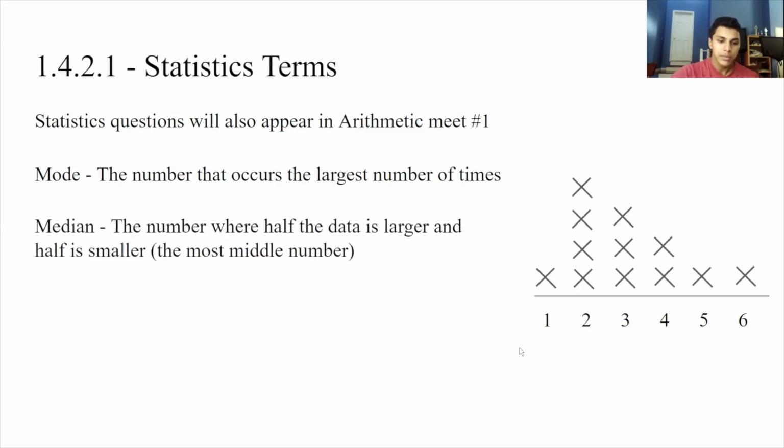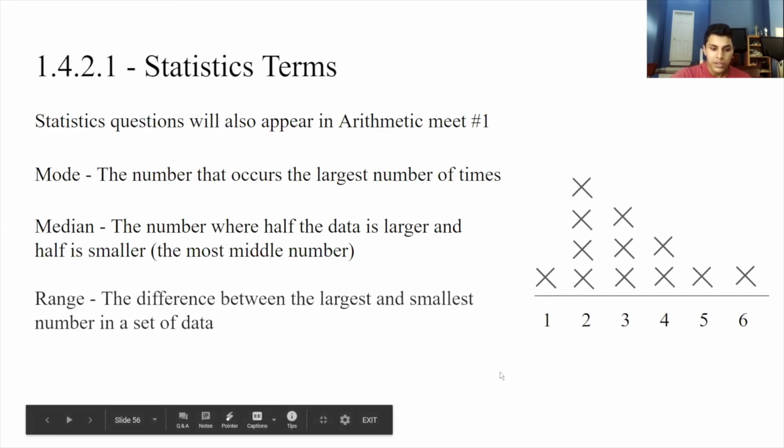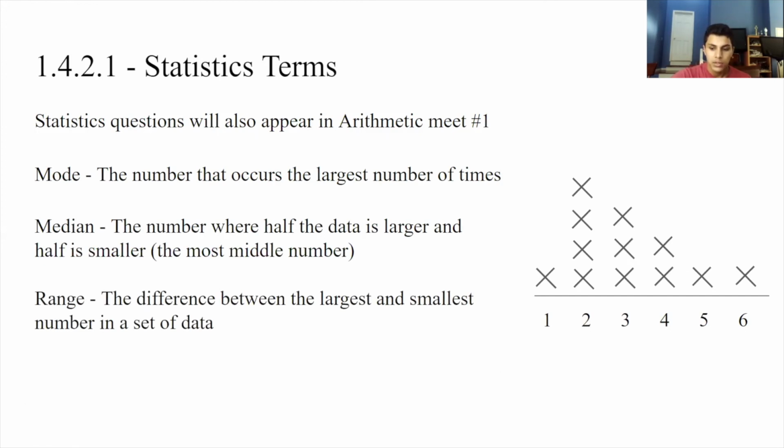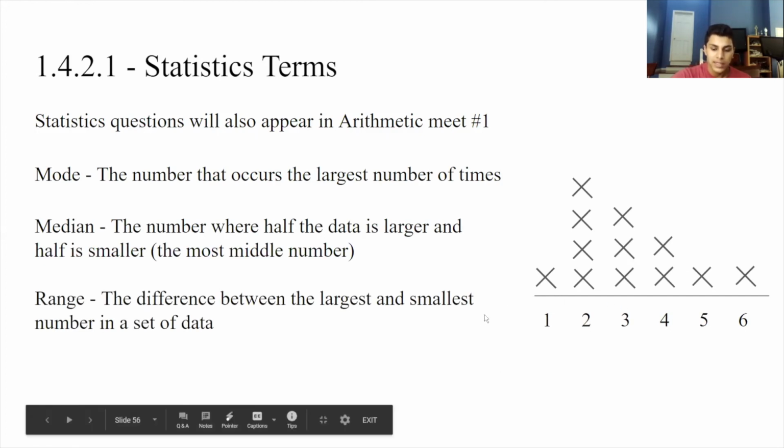The median was the number where half of the data is larger and half is smaller. It's basically the most middle number in a set of data, and we found by crossing off x's until we meet in the middle that the median for this set of data was 3. The range was the difference between the largest and smallest number in a set of data. So 6 minus 1 is 5, and since 6 is the largest and 1 is the smallest, 5 is our range.